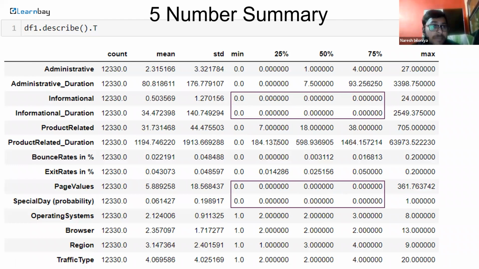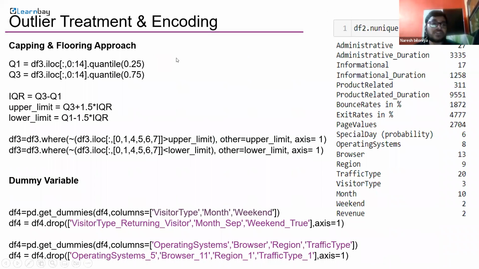So this is the pre-processing part. We are doing outlier treatment. Here we are finding the first quartile, then the third quartile, and we are finding the IQR value. Then we are deciding our upper limit and lower limit, and then we apply the capping method and flooring method for all the required columns only. So we have written the column index: 0th column, first, fourth, 5, 6, and 7th column only.